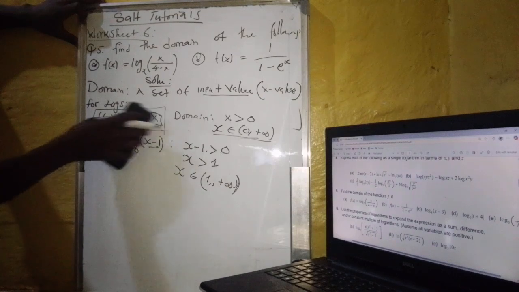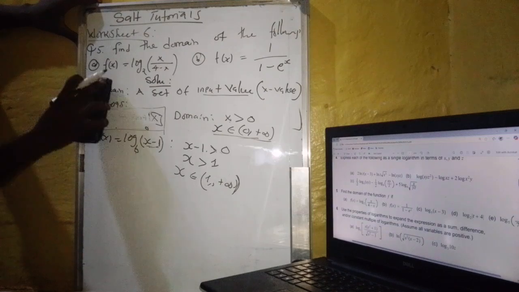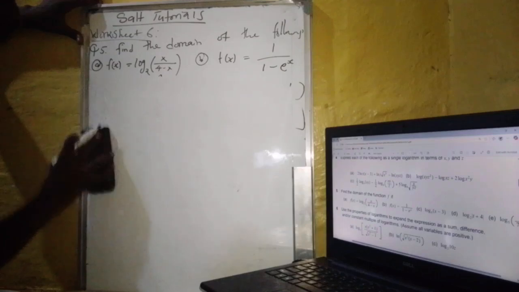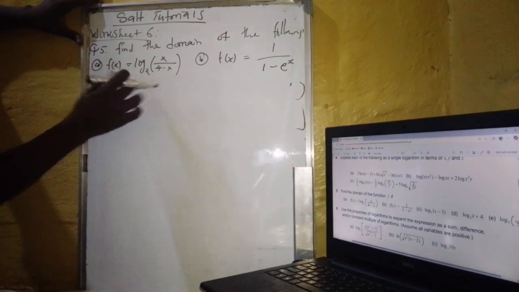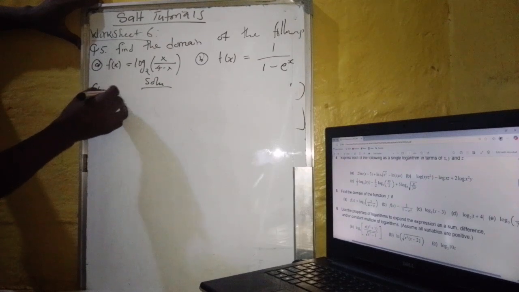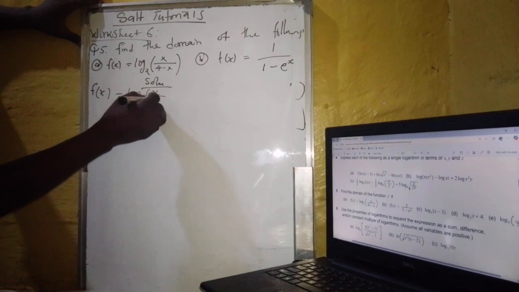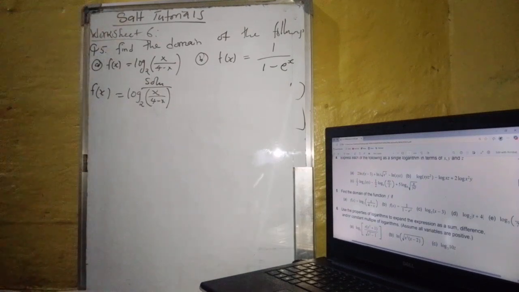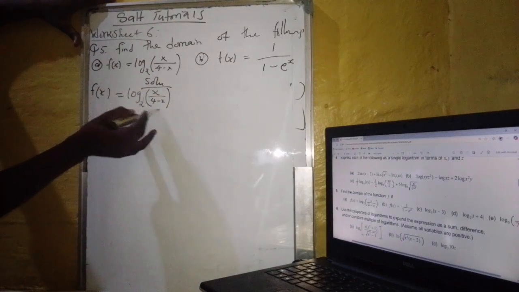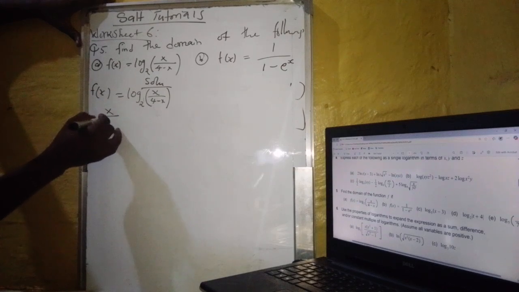Okay, so now let's see. This is the definition of a domain and some of the information you have to know under logs. So now let's solve the A part. We have that f of x is equal to the log of base 2 of x over 4 minus x. What is the domain? We focus on the what? On the input. What is my input here? My input is x over 4 minus x.